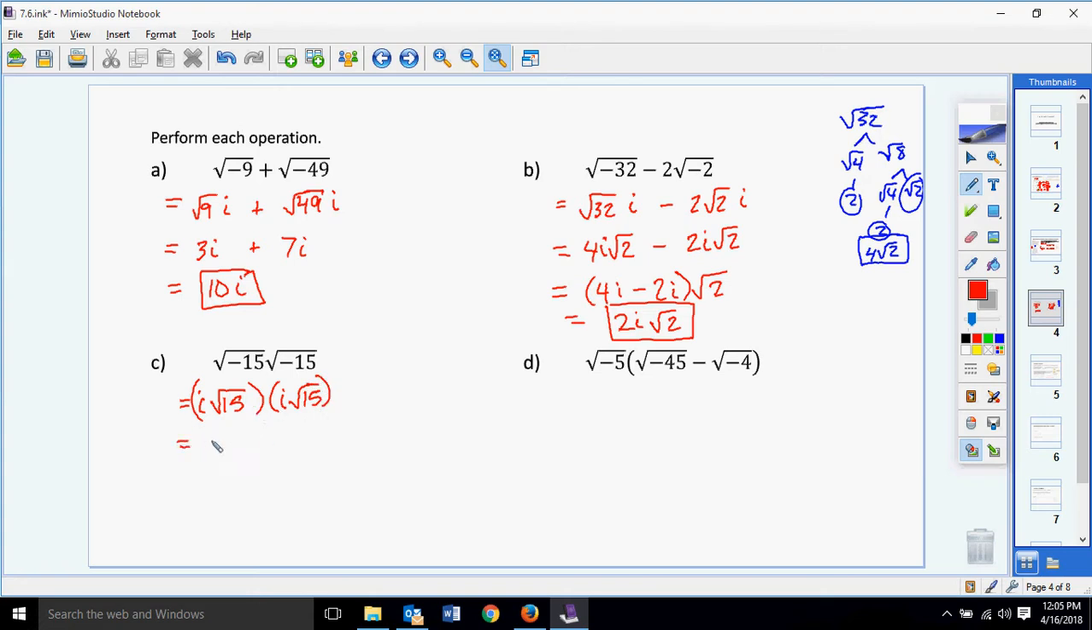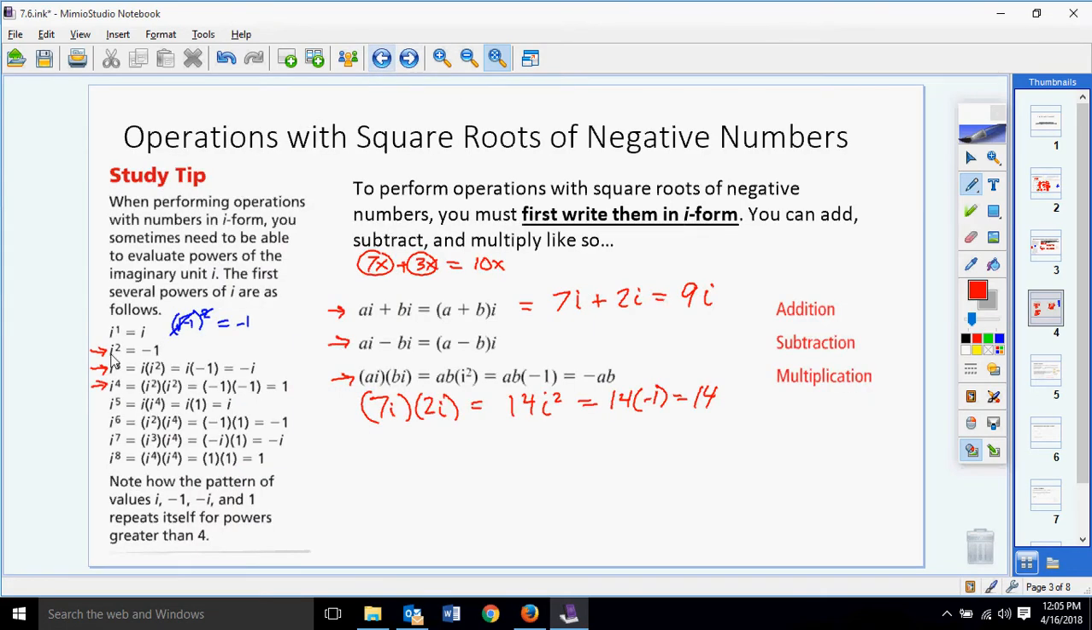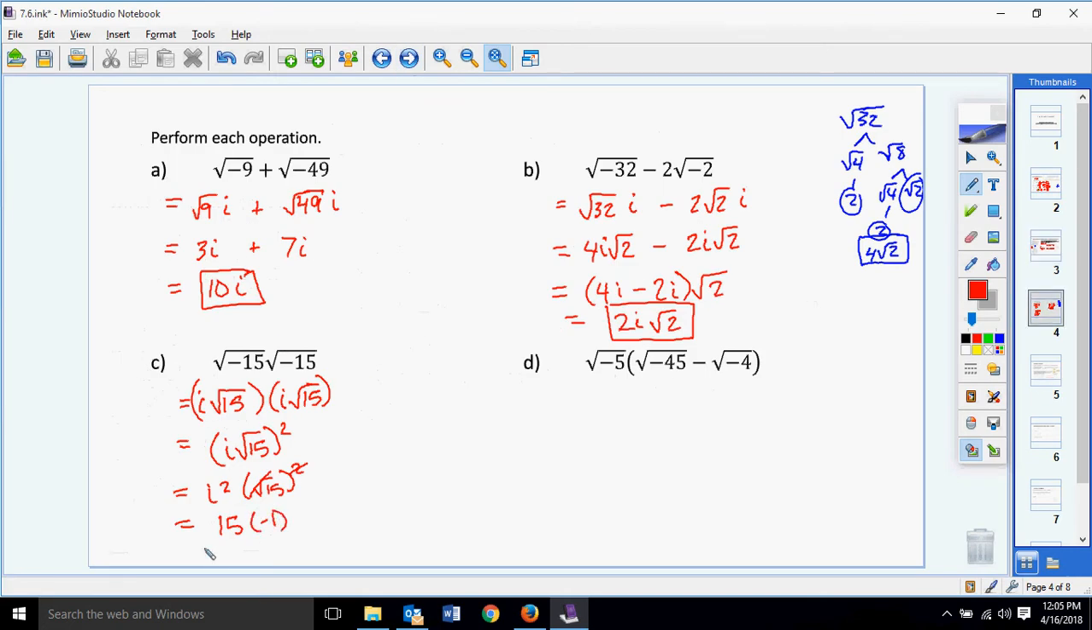So if it's times itself, basically isn't that squared? So it's i square root of 15 squared, which means we're squaring the i and we're squaring the square root of 15. Well, the square root of 15 cancels with the square, so you have 15 times i squared. What is i squared? Let me check back in my notes. It's -1. So it's 15 times -1 for a final answer of -15.